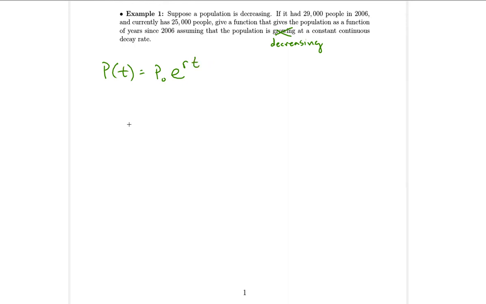Now remember, t is years since 2006. So it's always nice to note what t equals 0 actually means. T equals 0 is 2006. All right. Now let's see if we can construct this function here. So it said it had 29,000 people in 2006. Well, that's going to be our initial value. That's going to be our P0.